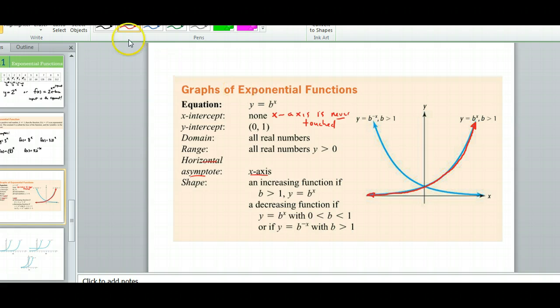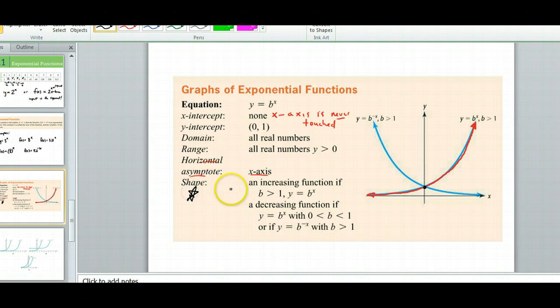Alright, y-intercept (0, 1). So that's this point right here. It is always going to be our y-intercept of an exponential function. Domain, all real numbers. We can plug in any number into this, as long as b is a number bigger than 0, a positive number. And the range is all positives. Alright, all the graph takes place above the x-axis unless this thing is shifted. That'll be our range.